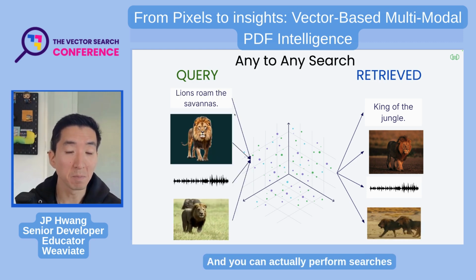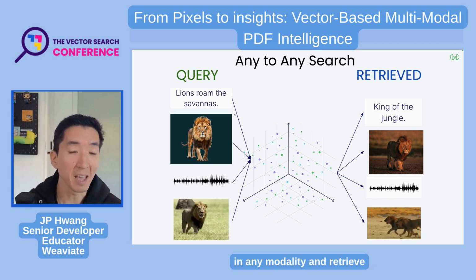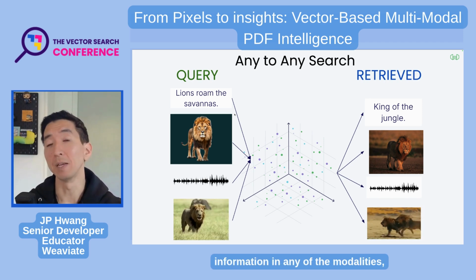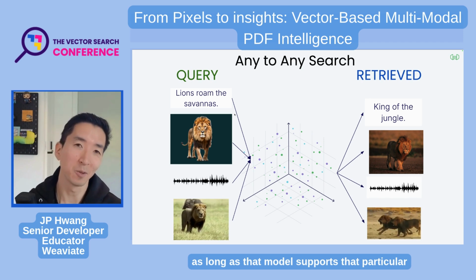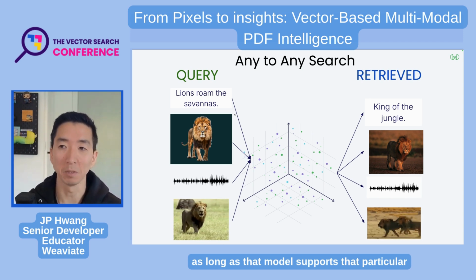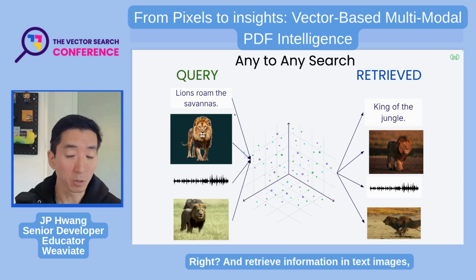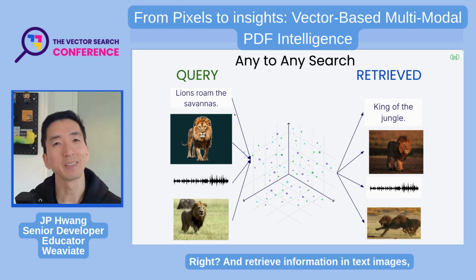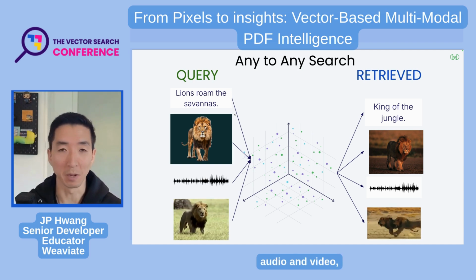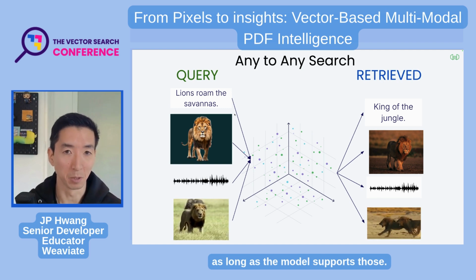And you can actually perform searches in any modality and retrieve information in any of the modalities, as long as that model supports that particular modality. So you can search by text, images, or even videos, and retrieve information in text, images, audio, and video, as long as the model supports those.